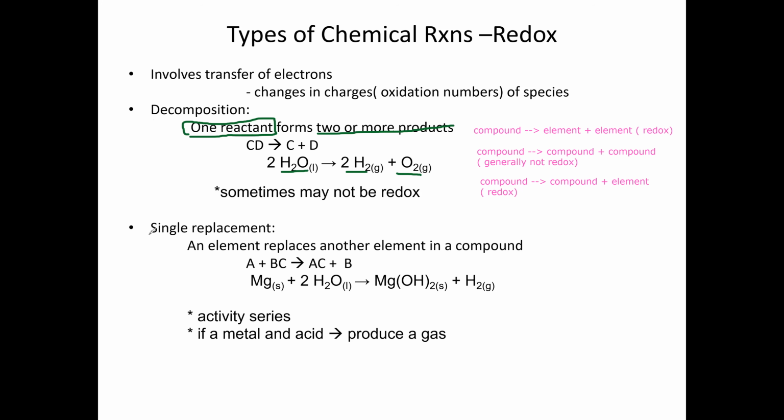The other type of redox reaction is single replacement, and we talked about this in great depth in earlier video sessions. But here the more active element likes to replace the less active element in a compound. For example, we take magnesium and put it in water. Magnesium is more active than hydrogen, so it displaces the hydrogen from the water, and we form magnesium hydroxide and hydrogen gas.